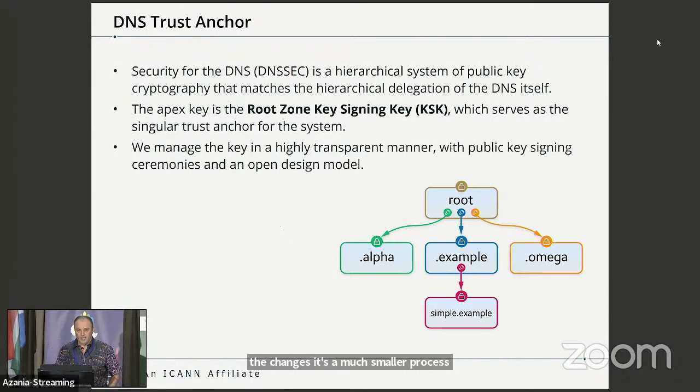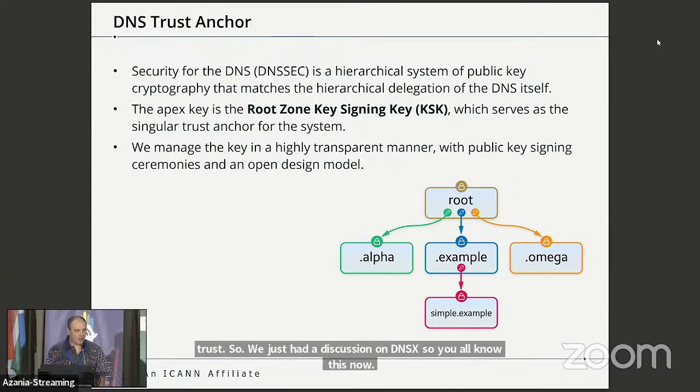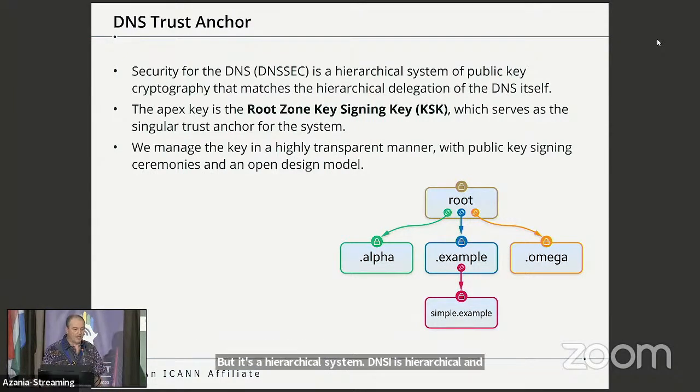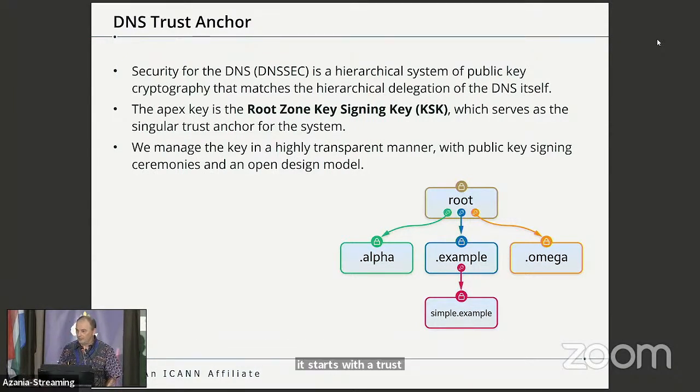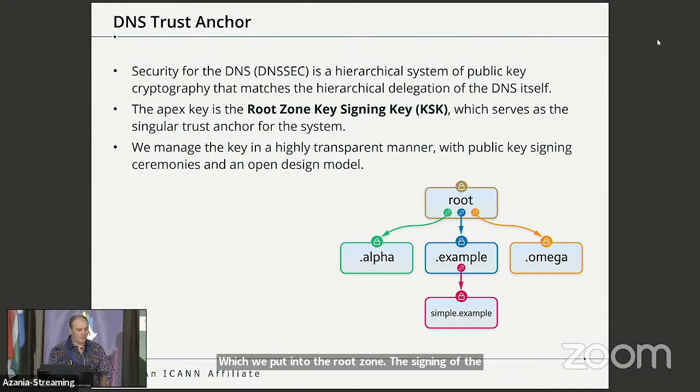The other part of the DNS or the naming functions is the trust anchor. So we just had a discussion on DNSSEC, so you all know this now. But it's a hierarchical system. DNSSEC is hierarchical, and it starts with a trust anchor, which we put into the root zone. The signing of the key is done by the root zone signing key. And we have to change that every now and again.